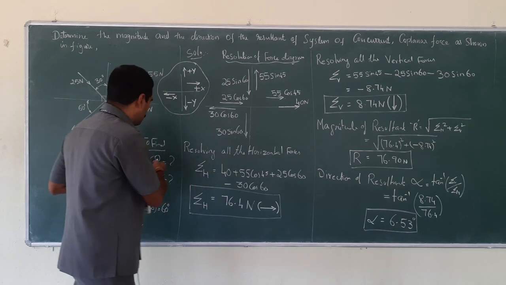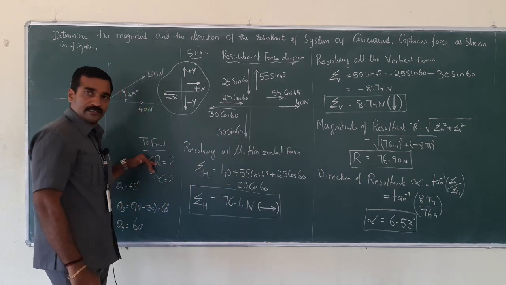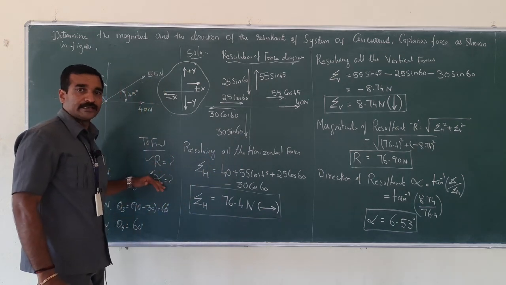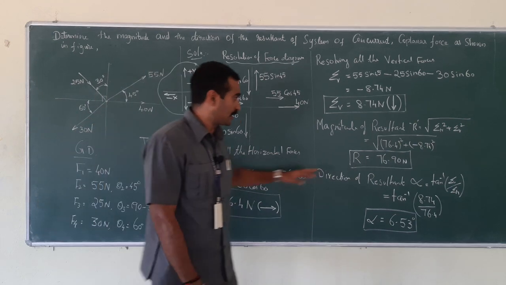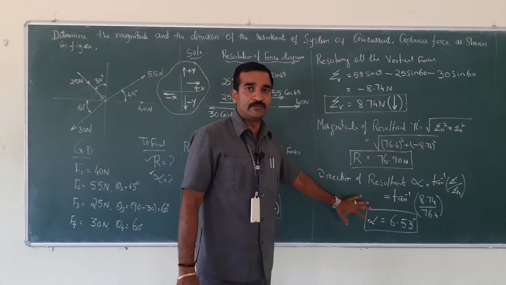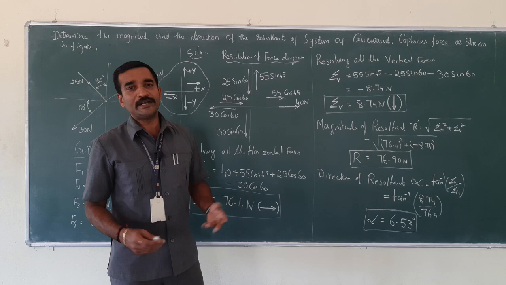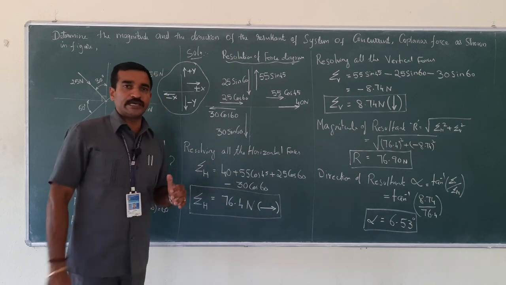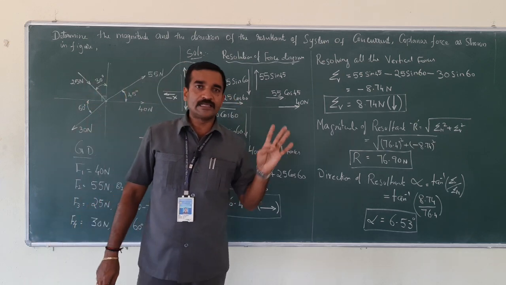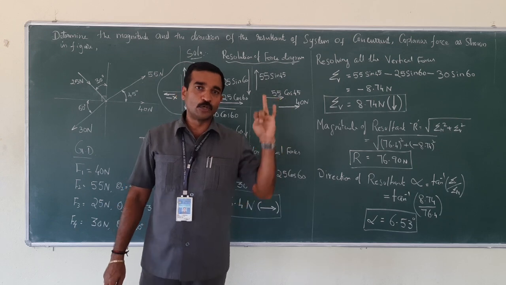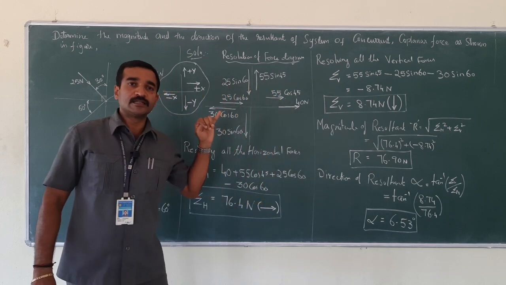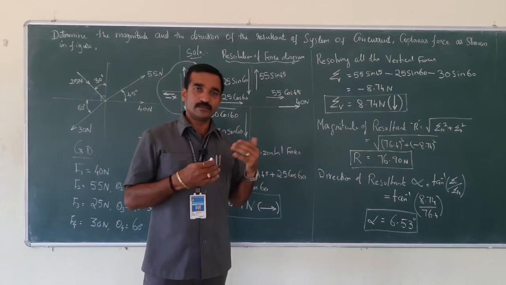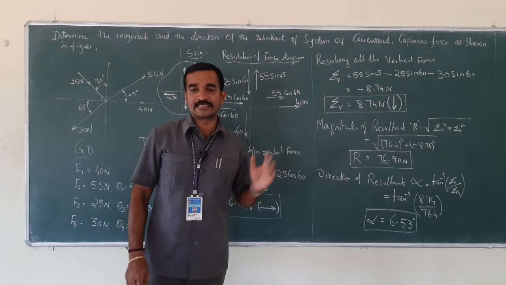What are the things that need to be found here? The magnitude of the resultant, and the direction of the resultant. Both have been arrived at from this given question. What is next? There is a procedure. First you will have to mention the given data. Second is to find. Third is the solution. The fourth, the last but not the least, is the result.